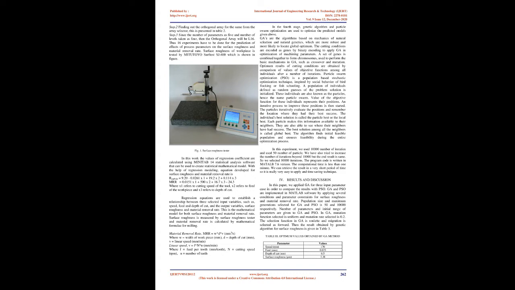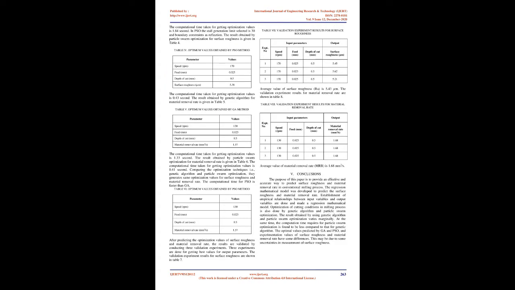In this work the values of regression coefficients are calculated using Minitab 14 statistical analysis software that can be used to create a statistical mathematical model. With the help of regression modeling, the equations developed for surface roughness and material removal rate are: Ra equals 9.20 to 0.0261 x1 plus 19.2 x2 plus 0.114 x3. MRR equals 0.0151 x1 plus 500 x2 plus 16.7 x3 to 24.3.